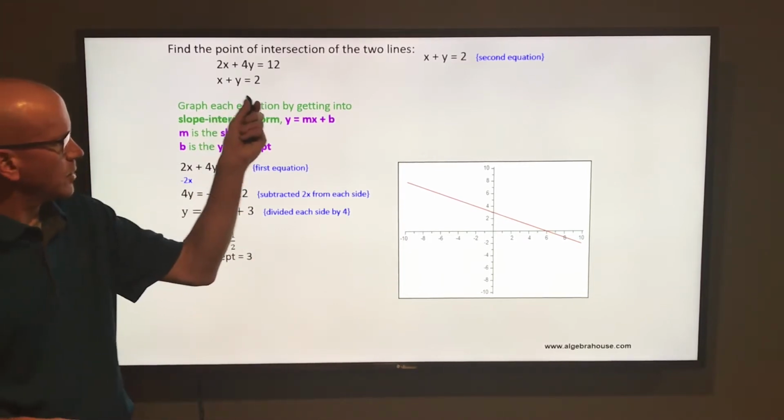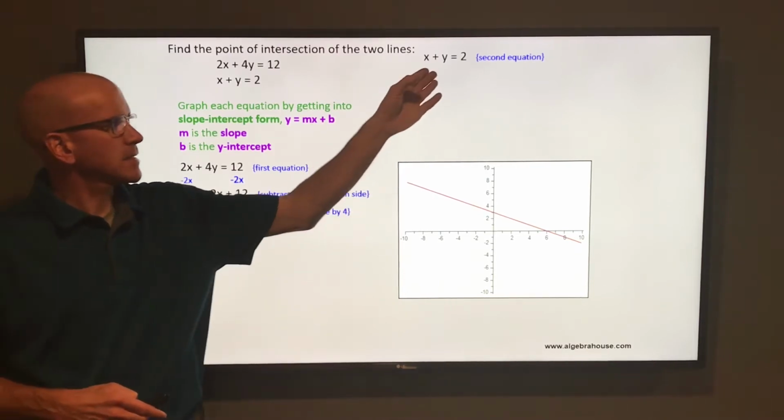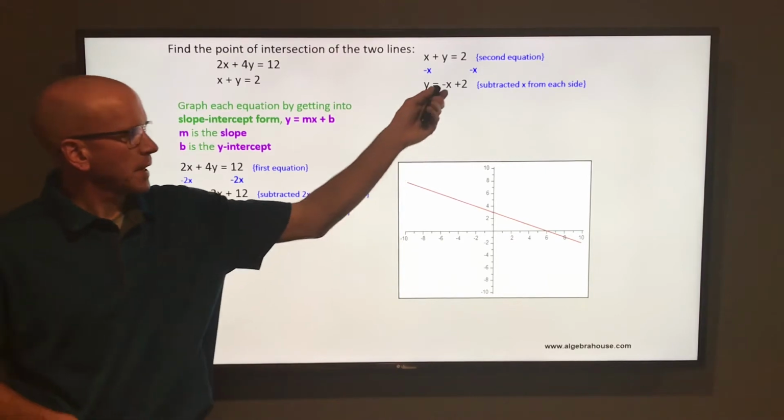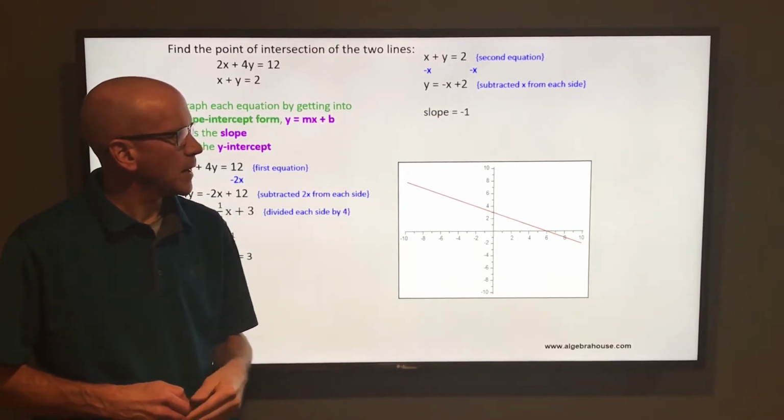Take that second equation, we're going to graph that by getting that in slope-intercept form. Subtract x from each side, end up with y equals negative x plus 2. Then you can pick out the slope. The slope is the coefficient of the x. The number in front of the x is negative 1, and the y-intercept is 2.